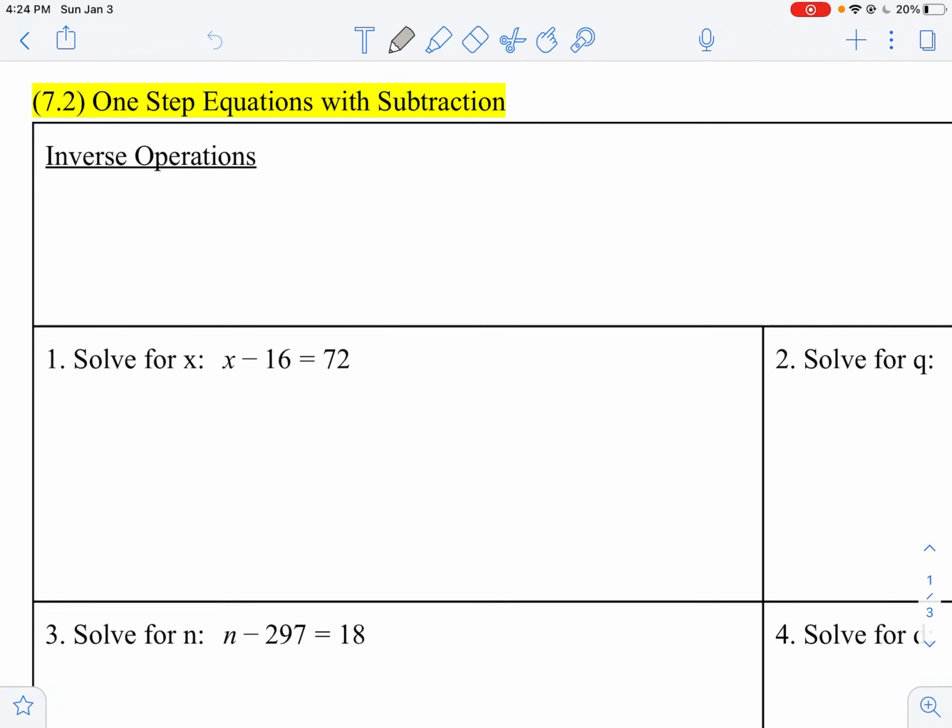In this video, we are going to solve one-step equations with subtraction. So let's just remind ourselves, inverse operations are addition with subtraction, and multiplication with division. Okay? So when we see one operation, we're going to do its opposite to undo it.